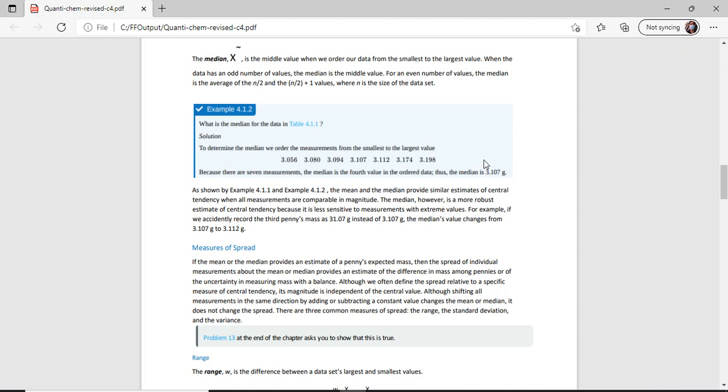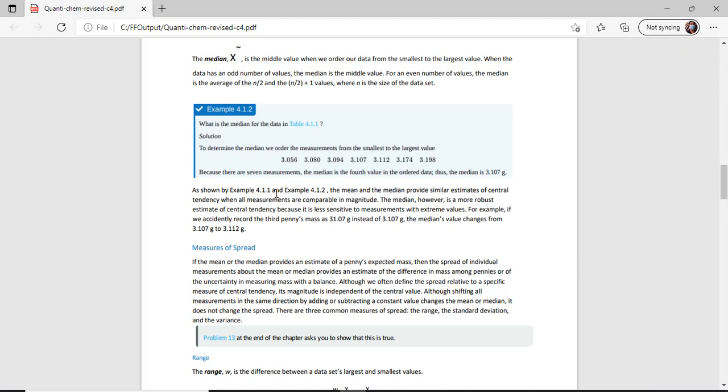Since it is odd, you find the middle value, which is your 3.107. This is the middle value. Therefore, it is your median. That's how simple it is. For those who have taken statistics before, this is very easy for you.